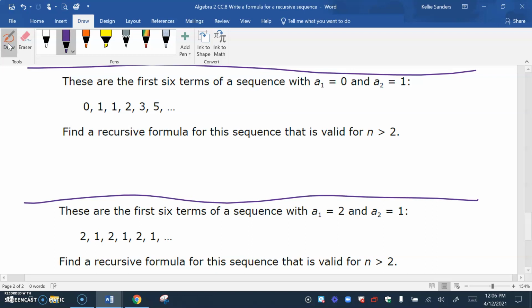Okay, we go from 0 to 1 to 1 to 2 to 3 to 5. So take a minute and just kind of think about what's going on. You may see it, you may not see it. You know, these patterns sometimes are kind of tricky.